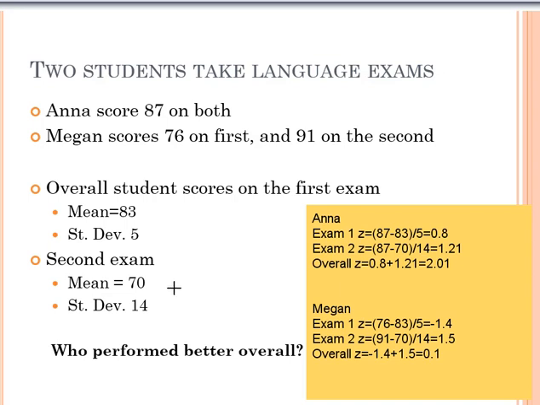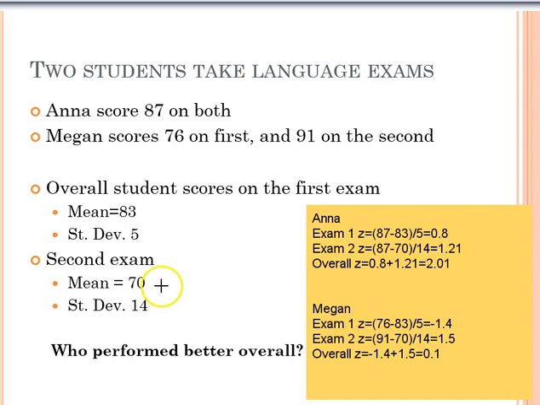On the second test, Anna scored the exact same, so she got an 87 again. But the test was much harder, and so her z-score is even higher because getting an 87 on that second test is a little bit more unusual than getting an 87 on the first test, because the first test had an average of a B. Overall then, we can add up those two z-scores because they're unitless. So Anna's overall z-score is 2.01.